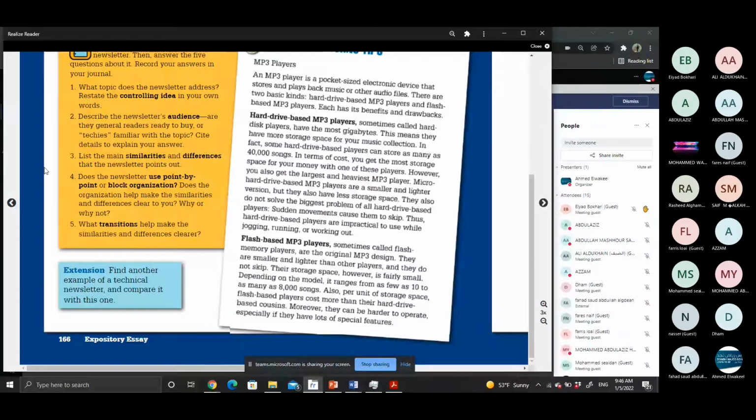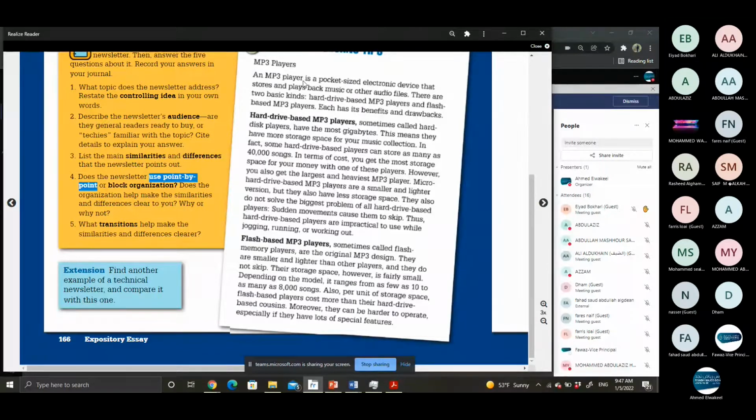Bravo, bravo. And number four, does the newsletter use point-by-point or block organization? Does the organization help make the similarities and differences clear to you? Why or why not? So first of all, we need to understand what we mean by point-by-point or block organization. When I make a comparison, we have now two devices and we need to make a comparison between both of them.